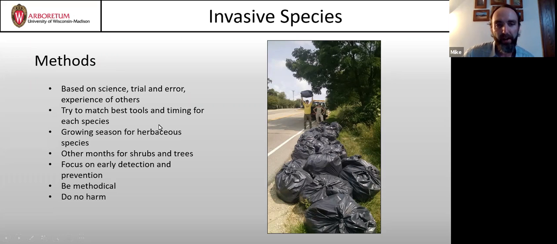We really try to pay attention to the timing that we do our work, and matching the right tool at the right time for each individual species. And typically that boils down to working on the herbaceous species in the growing season, and the other months of the year for the tree and shrub work. That's not true 100% of the time, but generally that's what works well for us.